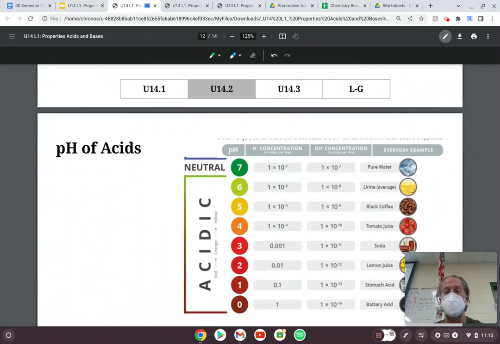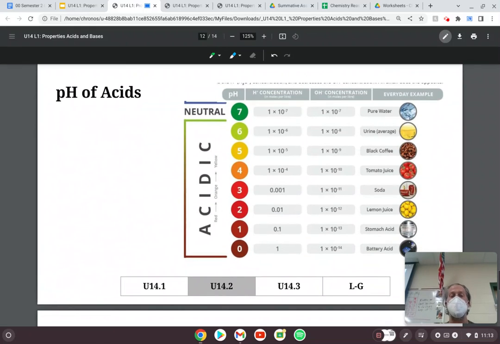Now, here's an example of that. If I look at the pH of acids, battery acid has a pH of 0. When you look at its hydrogen ion concentration, it has a value of 1. Its OH- concentration has a value of 1 times 10 to the minus 14. To put that in perspective, that's a decimal point, 13 zeros, then 1. So it's 0.00000000000001 OH- concentration.